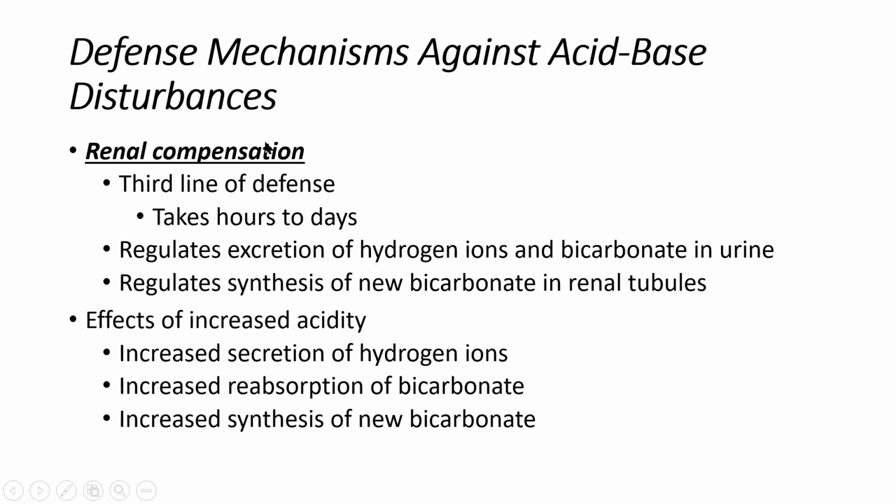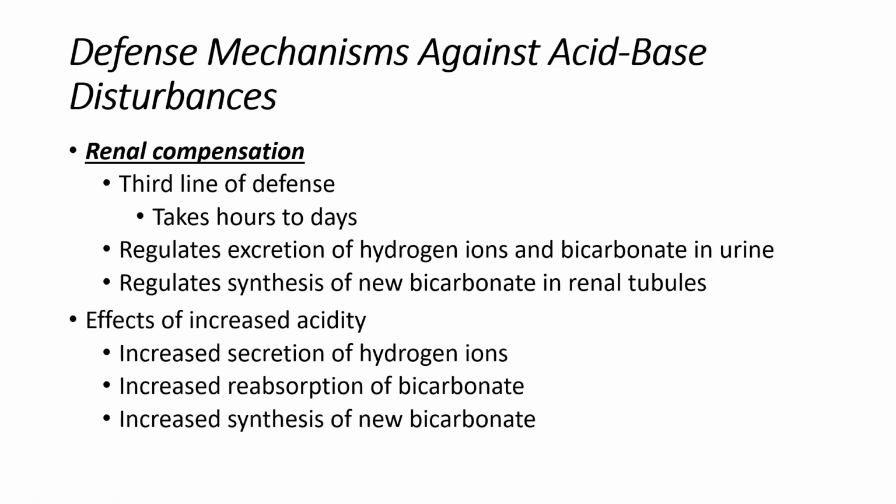Whereas the lungs can vary the ventilation more quickly, the kidneys respond much slower. This takes anywhere from hours to days. And this regulates either by excreting hydrogen ions or by excreting bicarbonate into the urine. And so we can use the kidneys to help correct any of those acid-base disturbances as well.